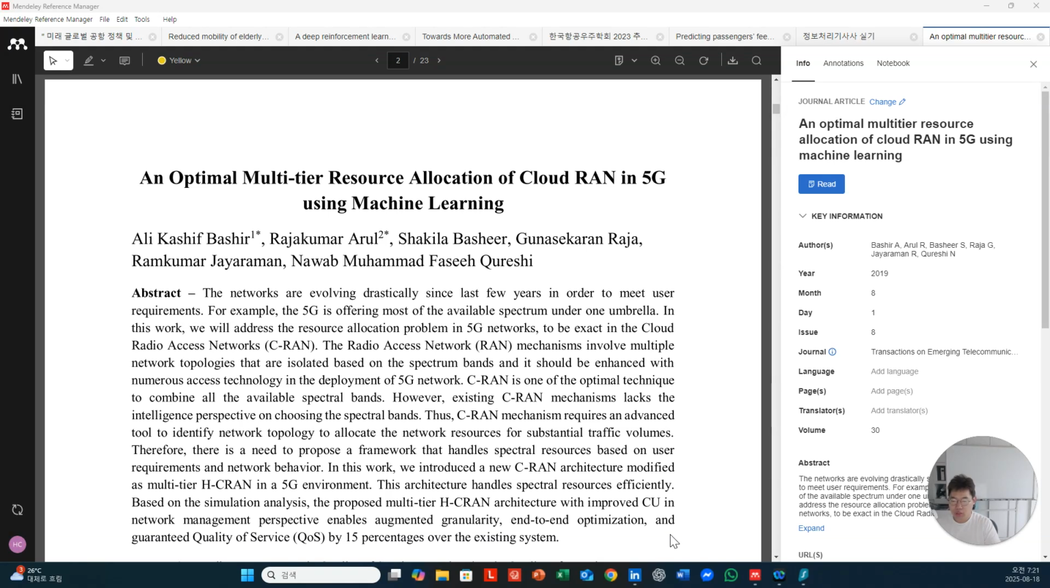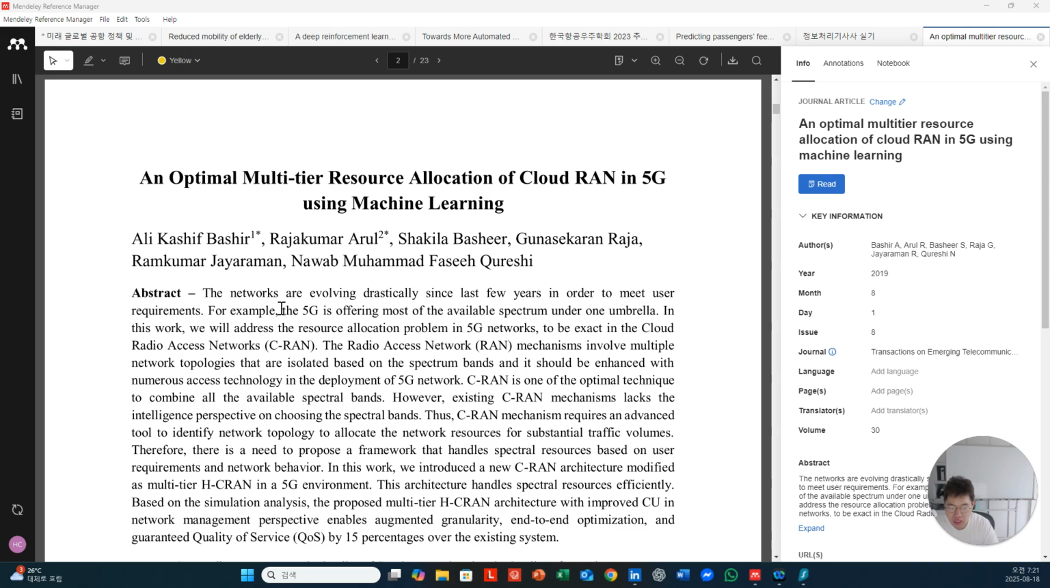On optimal multi-tier resource allocation of cloud RAN in 5G using machine learning. Abstract. The networks are evolving drastically since the last few years in order to meet user requirements. For example, 5G is offering most of the available spectrum under one umbrella. In this work, we will address the resource allocation problem in 5G networks.